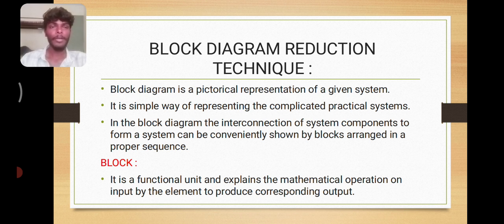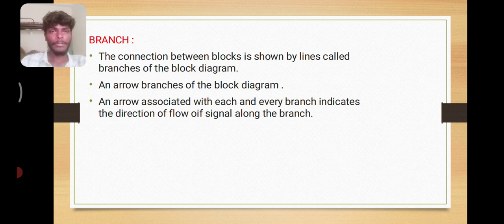In a block diagram, the interconnection of system components can be conveniently shown by blocks arranged in proper sequence. A block is a functional unit that performs a mathematical operation on the input element to produce the corresponding output. Branch: the connections between blocks are shown by lines called branches. An arrow associated with each branch indicates the direction of flow of the signal along the branch.